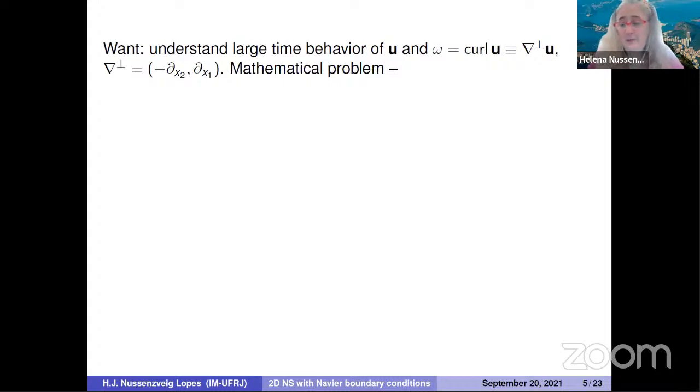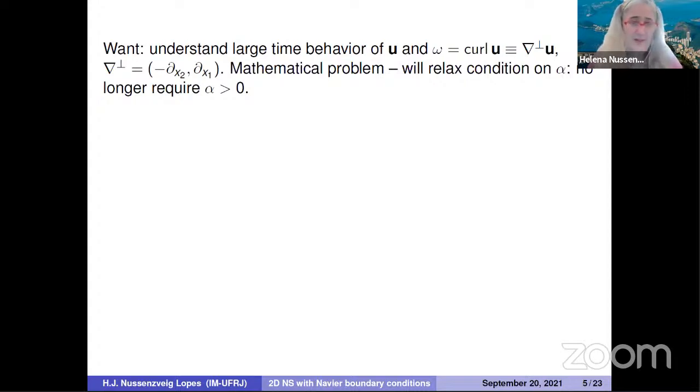Okay, now, being as we are mathematicians, we're going to broaden the scope of the problem and relax the condition on the friction coefficient alpha. So we will no longer require that alpha is positive. Alpha positive is the physical condition, assuming that this is a physically reasonable model, which in some scenarios it is. But we're not going to assume that.